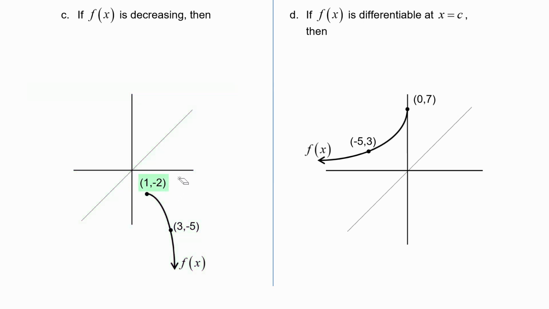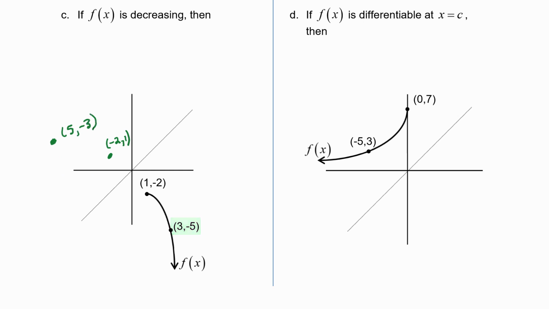Since the point (1, -2) lives on the graph of f of x, we know the point (-2, 1) is going to live on the graph of f inverse. And since (3, -5) lives on f, then that means (5, -3) has to live on the graph of f inverse.